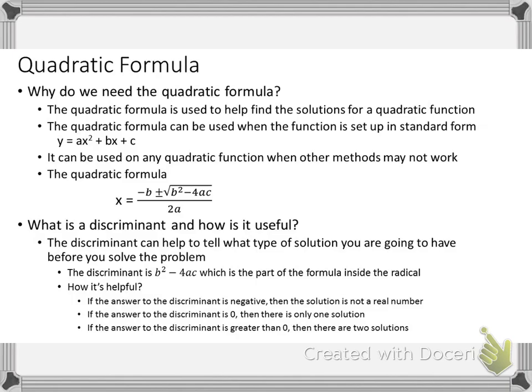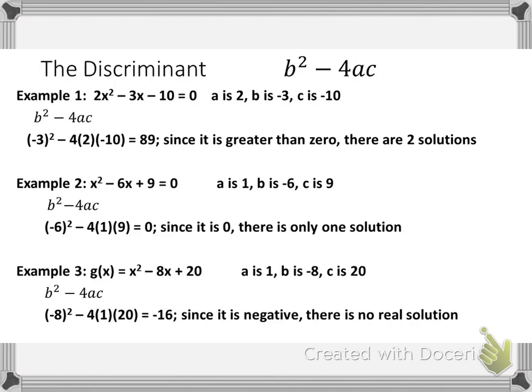If your answer of the discriminant is negative, then your solution is not a real number. If the answer of the discriminant is 0, then there's only one solution. If the answer to the discriminant is greater than 0, there are 2 solutions. So that's kind of how the discriminant helps you out. And when you're solving using the quadratic formula, you have to solve the discriminant first anyway. So when you're having to solve the discriminant first anyway, you automatically know how many solutions you are supposed to have. Okay, so let's talk about the discriminant.